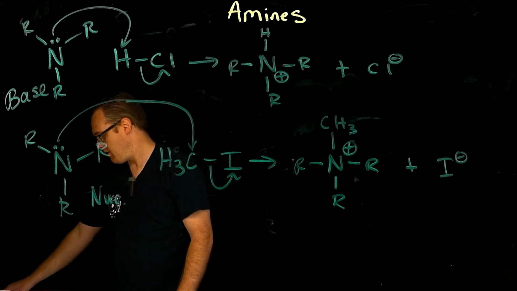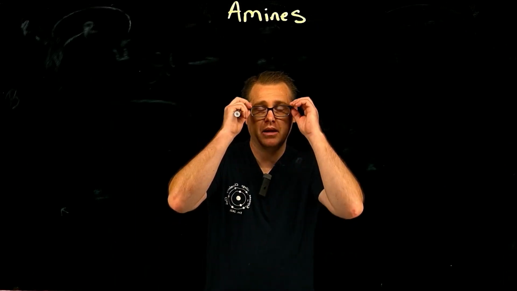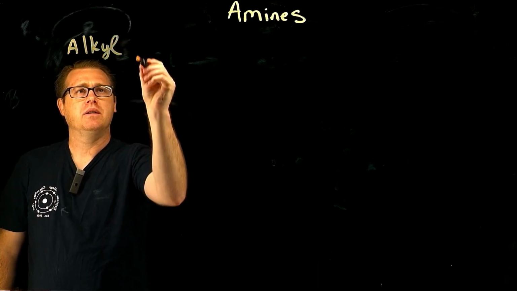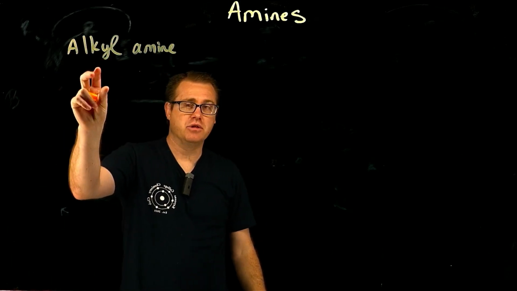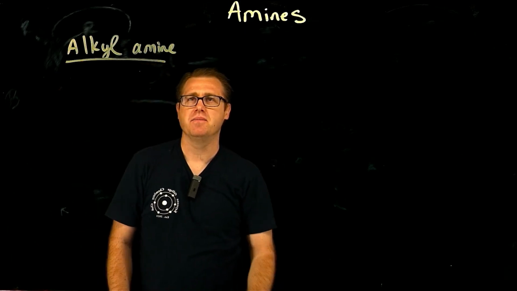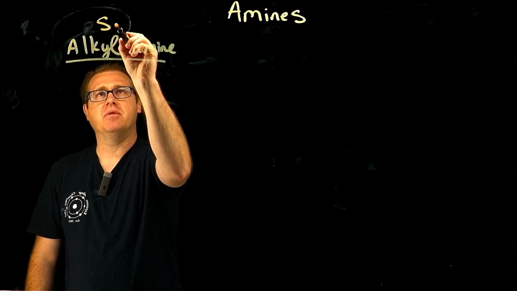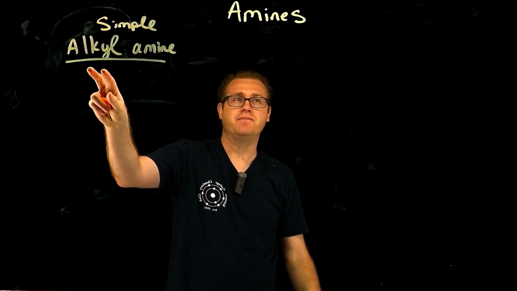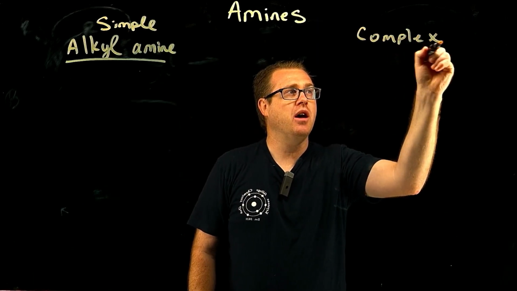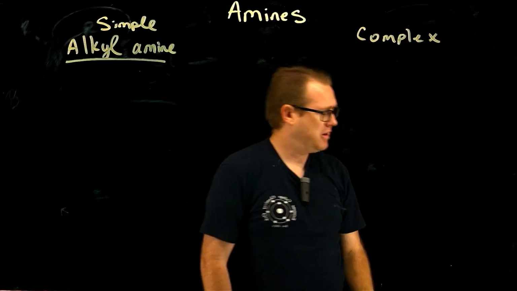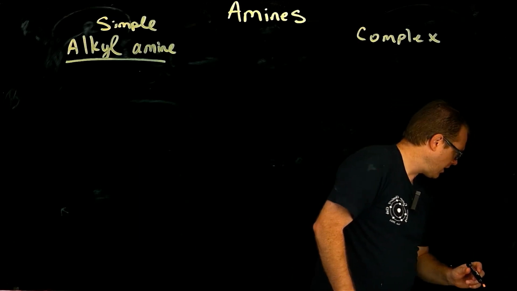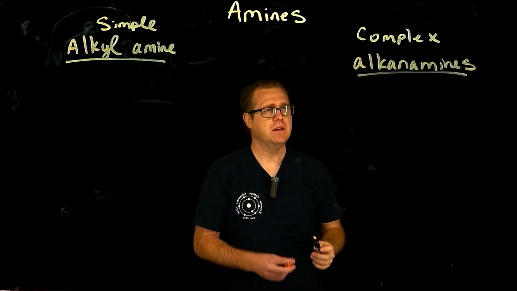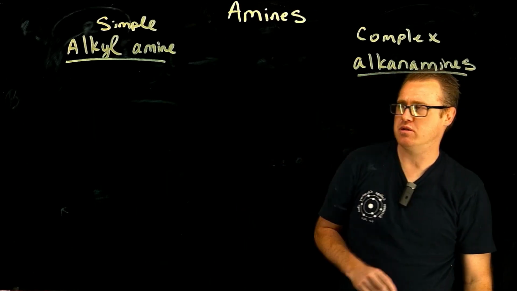Now, let's talk about nomenclature. In naming amines, there are two ways that you can do it. There's a category where you'll name amines as alkyl amines, and I view that one as the simple method. When the amines are very simple, you can use this method over here. But when the amine is a little bit more complex, you're going to use this other method.